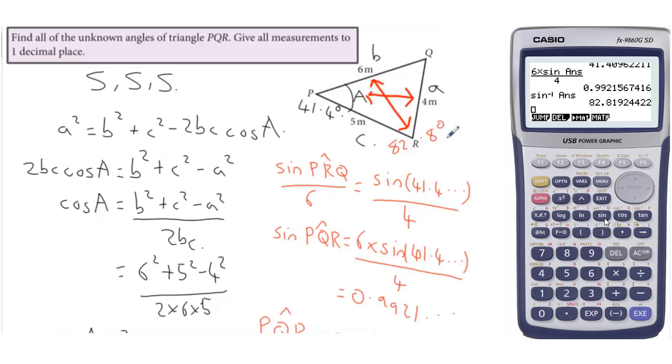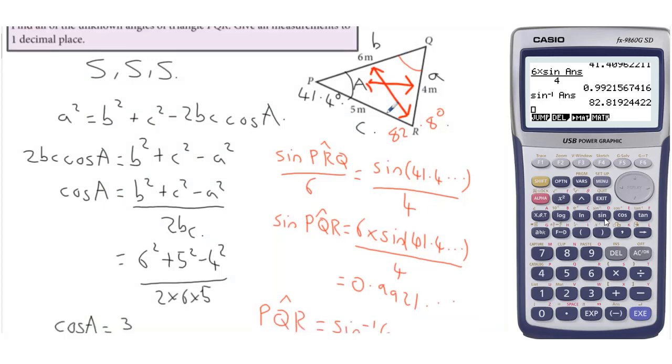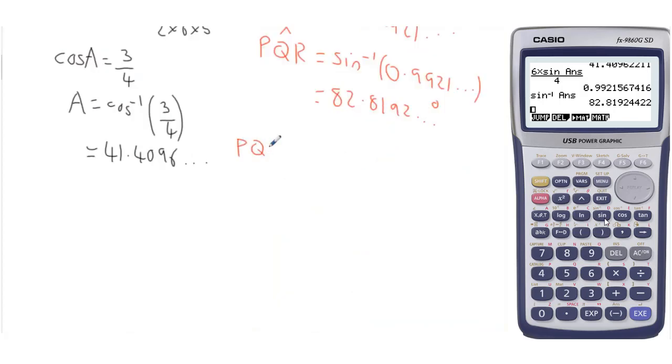So now, find the last one. We've got 2 angles. We can just use angles in a triangle add up to 180 degrees. So that angle is PQR, and it's going to be 180 take away the 41.4, take away the 82.8. Try to use all the accuracy, so writing those long numbers down is actually quite useful. I never use memory storage in calculators. I probably should learn to, but it's getting late.